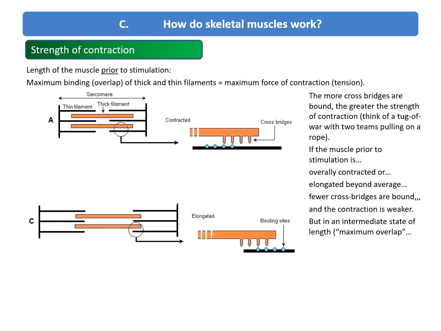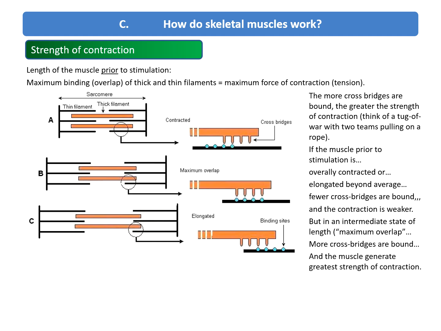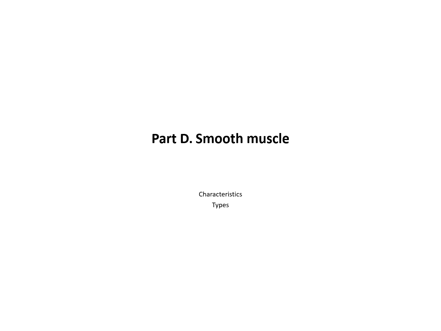But in an intermediate state of length, I call this maximum overlap, more cross bridges are bound. In the example, 4 cross bridges are bound, and the muscle can generate greater strength of contraction.